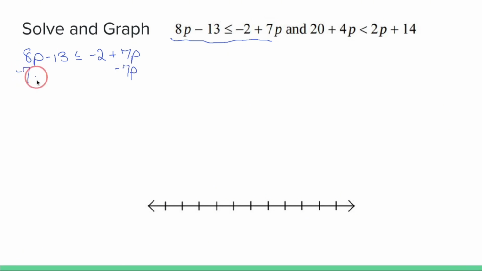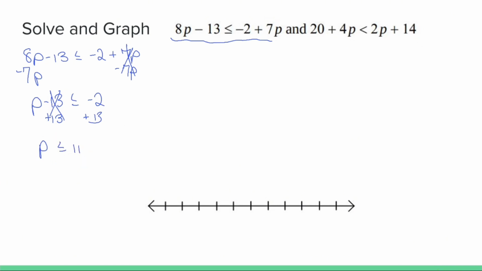Let's subtract 7p. That crosses out. 8p minus 7p is p. p minus 13 is less than or equal to -2. Okay, one-stepper now. Add 13, and p is less than or equal to 11.